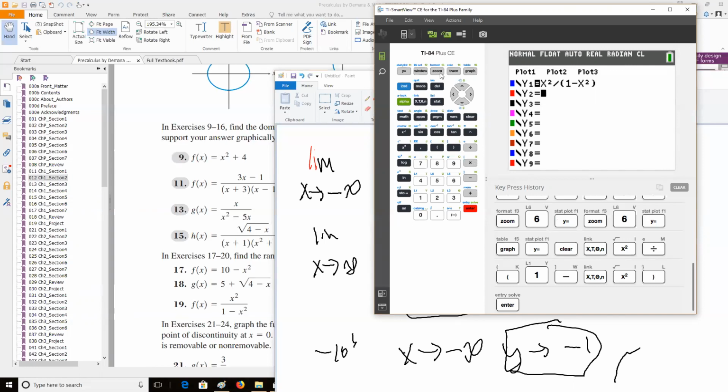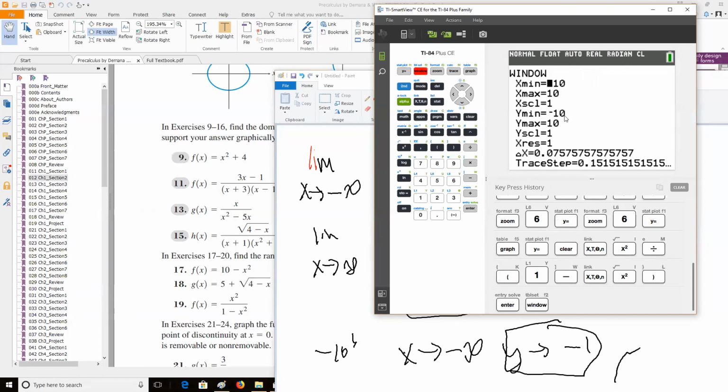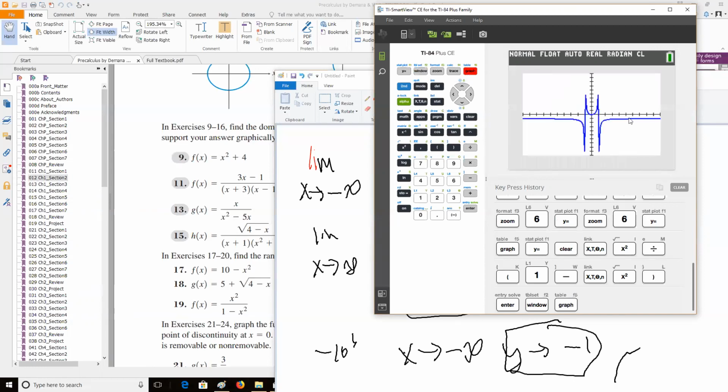I think I'm going to do a zoom 6, though I already did that. Window: negative 10 to positive 10, negative 10 to positive 10. To answer my question about whether or not it crosses y equals negative 1, it doesn't look like it does. Remember, these are the vertical asymptotes that we're going to ignore.